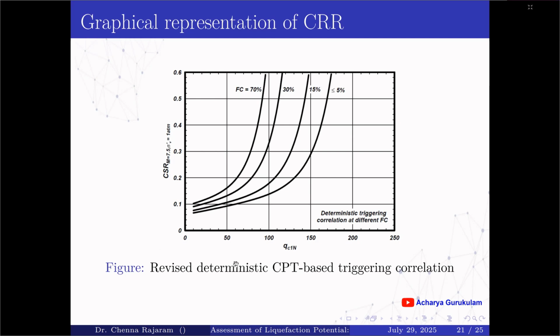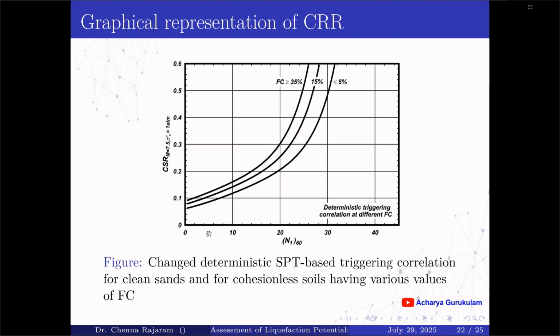A graph is drawn between CSR and CRR versus QC1N. If you know QC1N, then we can find out the CRR value for various percentages of fines without much calculation. This is the graph for a revised deterministic CPT based triggering correlation. And there is another graph drawn between CRR and N160 for various percentages of fines: 5%, 15%, and 35%.